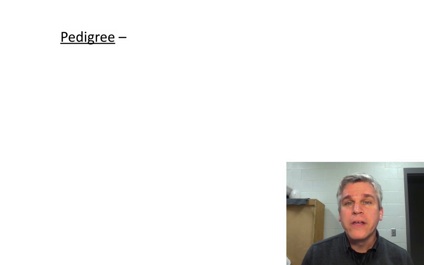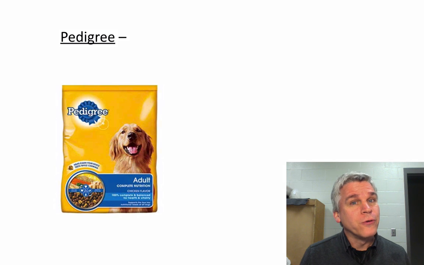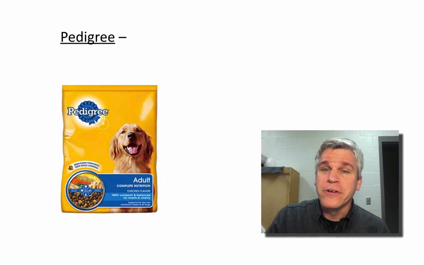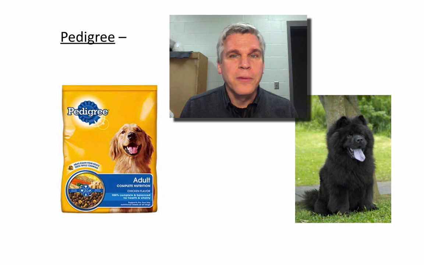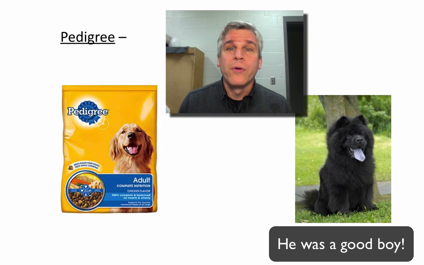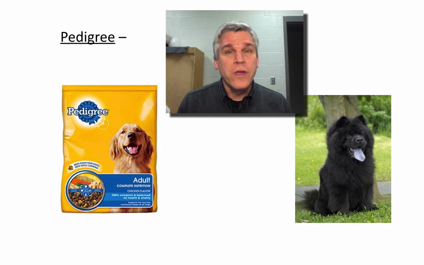Oftentimes when the word pedigree comes to mind, you think of maybe one or two things, like pedigree dog food. Well, actually, there's a reason why they call it pedigree dog food, is because a lot of times dogs have pedigrees. Here's my dog from a long time ago. His name was Bear. He was the only purebred dog that I've ever owned. And he had a pedigree. We could look in the records to find out who his parents were, who his grandparents were, and so on. And we can find out information about them. And that's kind of like what a pedigree is.